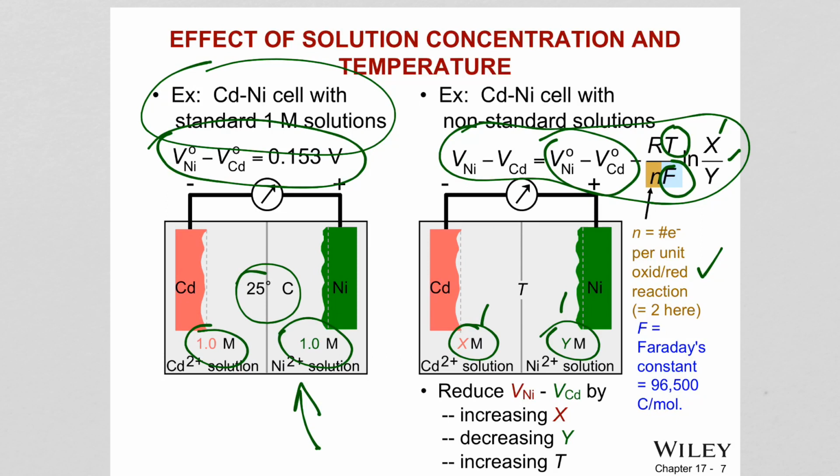Alright, so based on this equation, if you look at how you can reduce this potential difference between cadmium and nickel, you can see that if you increase X and if you decrease Y and if you increase the temperature, you can reduce the potential difference between them.